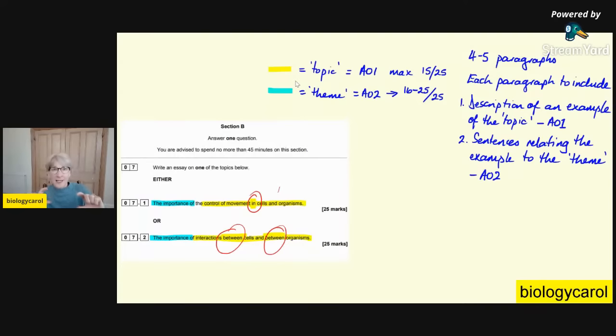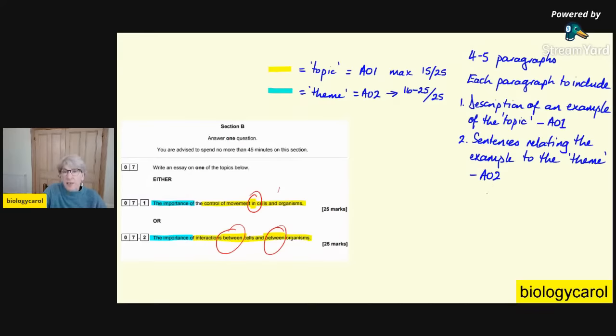Then you can relate that content that you've just written for that example. Can you relate it to the theme of the essay? In other words, can you talk about the importance of the example that you've just written about. So, hence I've written, you also need to include in each paragraph sentences relating the example, what you've just described, to the theme. In other words, what is the importance of the example?